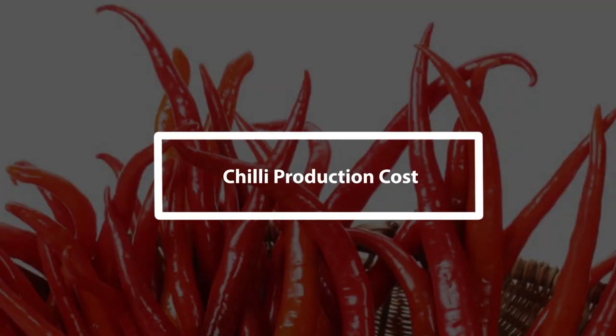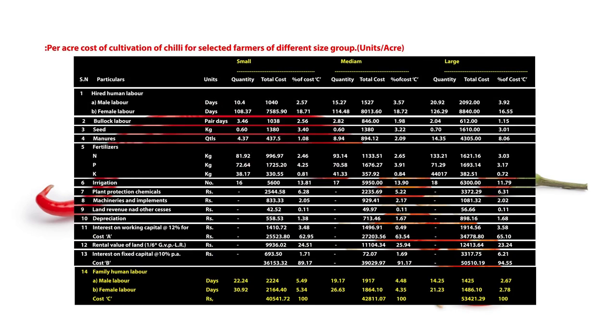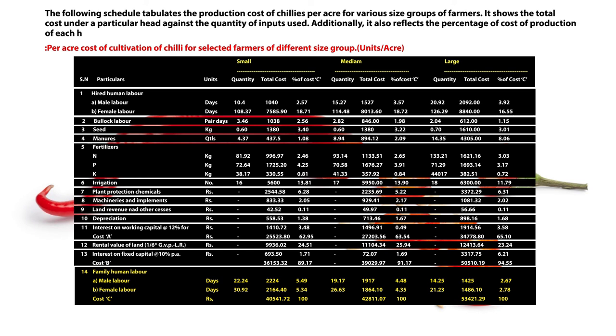Chilli production cost. Now presenting you the table. The following schedule tabulates the production cost of chilies per acre for various size groups of farmers. It shows the total cost under a particular head against the quantity of input used. Additionally, it also reflects the percentage of cost of production of each head as against the total cost. Total cost (cost C) is equal to cost A plus cost B plus family human labor.